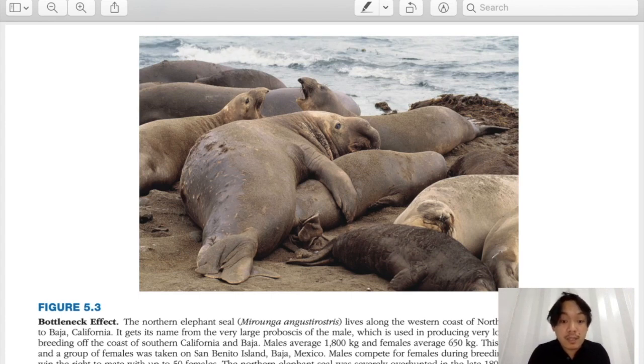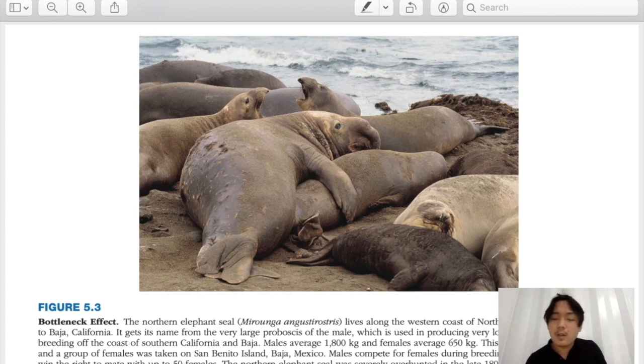Males compete for females during breeding. Every male in the animal kingdom is very aggressive, very violent when choosing the right female to mate. And a single male may win the right to mate with up to 50 females. That's a lot of females to mate. And the northern elephant seal was severely overhunted in the late 1800s. Even though its numbers are now increasing, its genetic diversity is very low.